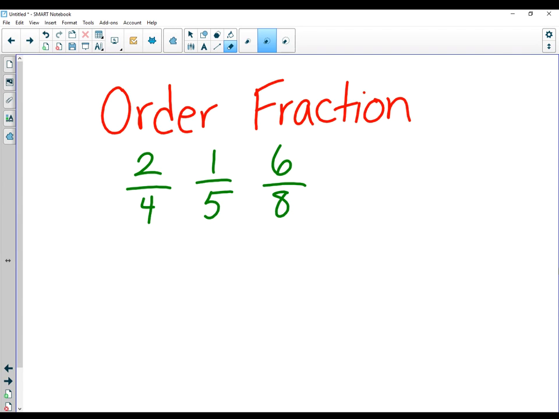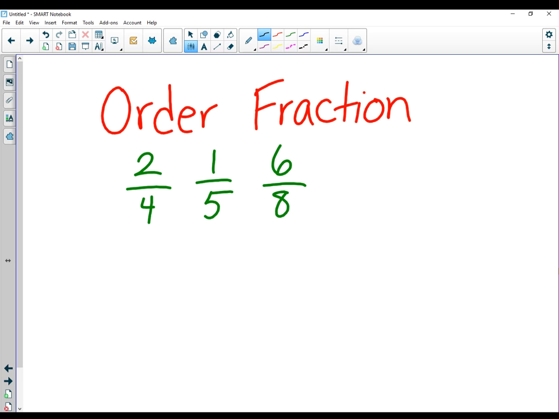Let's learn how to order fractions. I have a set of three fractions, 2/4, 1/5, and 6/8. If I want to figure out how to put them in order from least to greatest, I have to figure out which is the smallest, which is the biggest, and which falls somewhere in the middle.